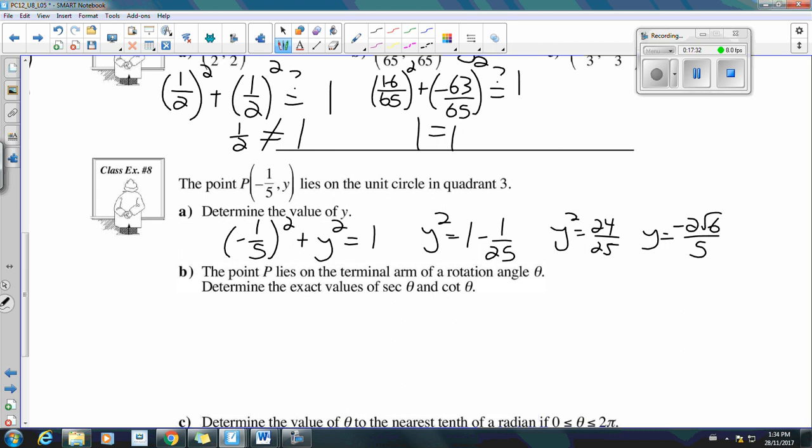The point, determine the exact values of secant theta and cotan theta. Well, we know if this is on the unit circle, then that x-coordinate is our cosine ratio. If we know our cosine ratio, our secant ratio is just the reciprocal of that, which is negative 5.